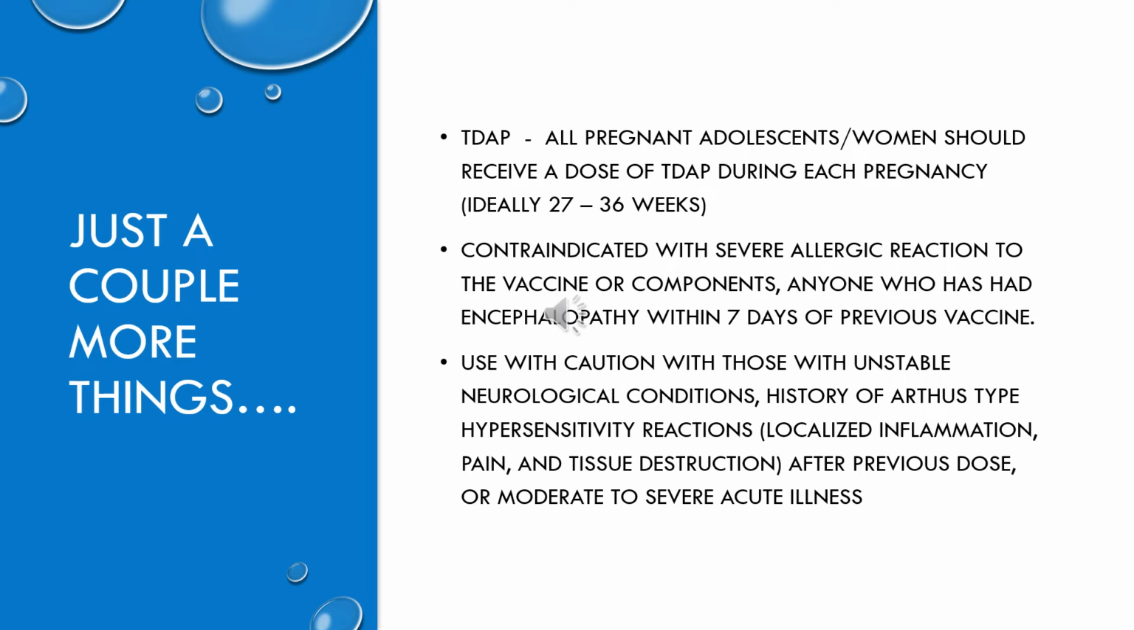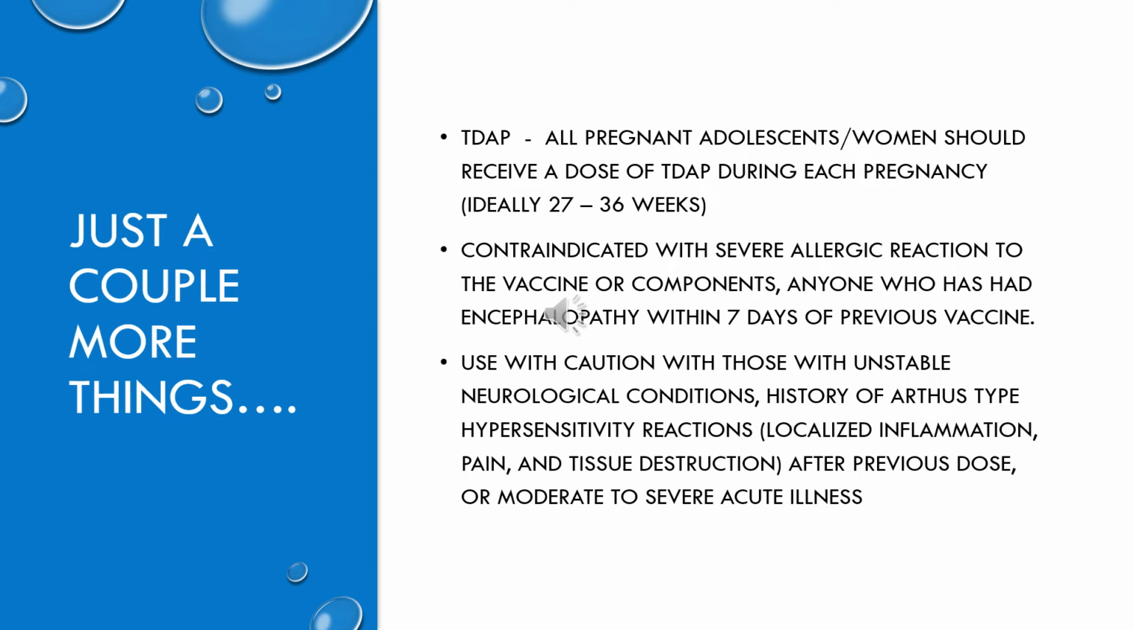And this one is the Tdap, and this is the tetanus, diphtheria, and pertussis. Some of the things to know about that is that pregnant women, whether they're adolescent or of age, shall I say, women, should receive a dose of Tdap during each pregnancy. So that would be ideally somewhere within the 27th to 36th week of pregnancy. And it does say each pregnancy, so even if the woman were to have pregnancies within a year or two of each other, they still recommend that they receive this injection during that pregnancy.